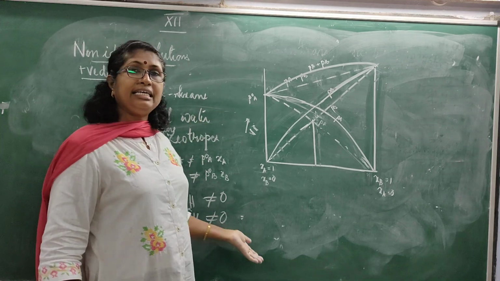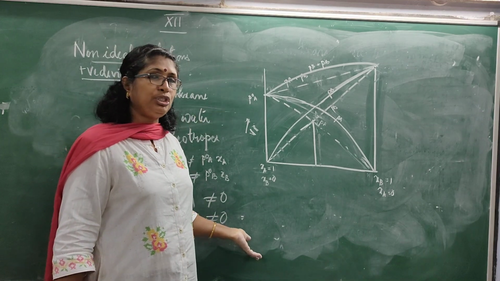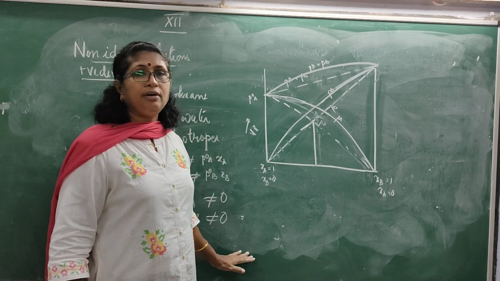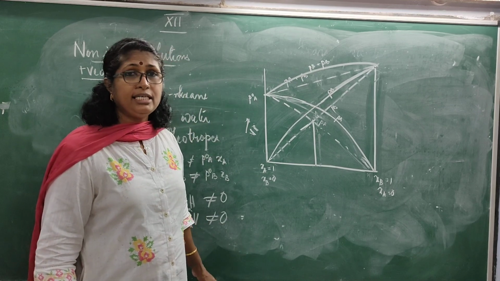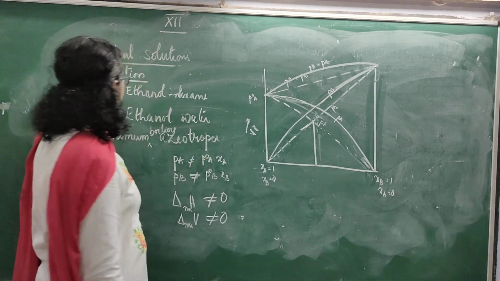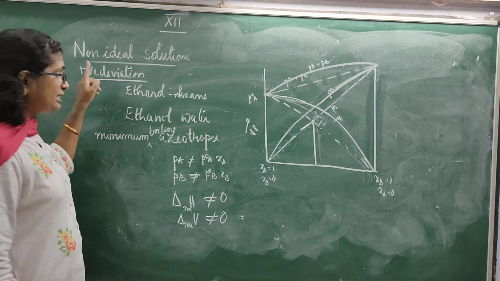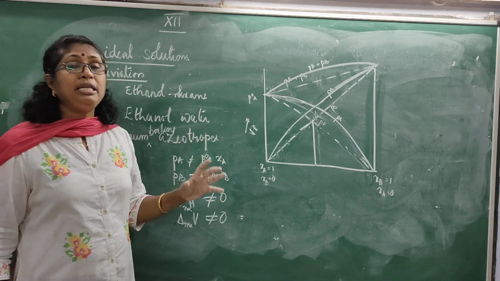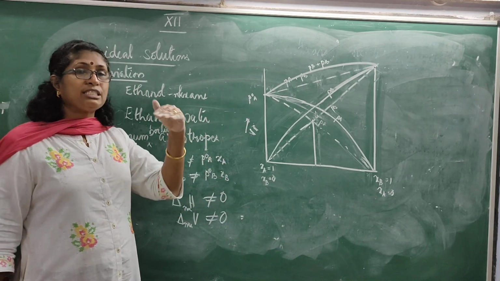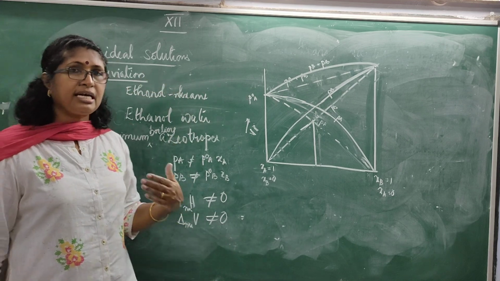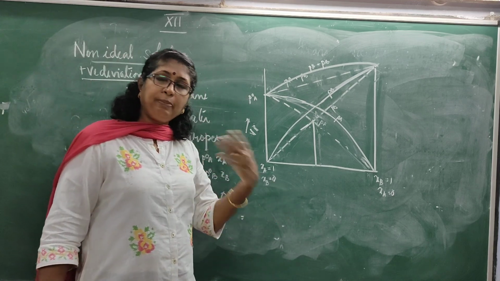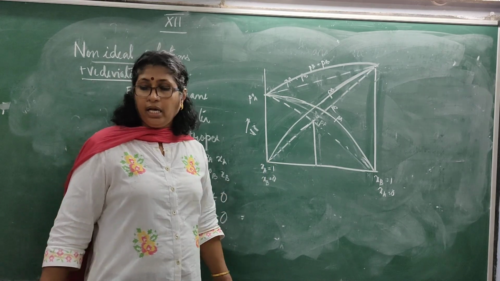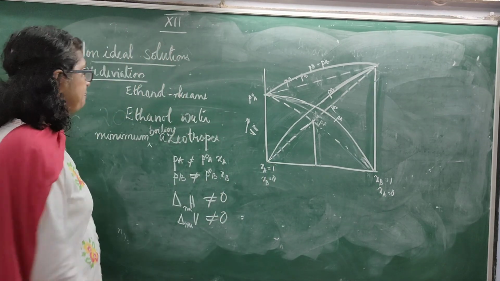So not all the conditions required for a solution to be ideal are shown by this mixture. Therefore this is a non-ideal solution, a non-ideal solution with a positive deviation, and such solutions will form an azeotrope. What type of azeotrope? A minimum boiling azeotrope, because their expected vapor pressure is high. Therefore if vapor pressure is high, boiling point will be low. That is why they are called low boiling azeotropes.